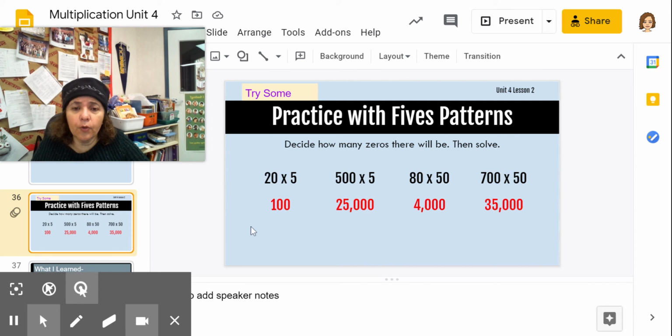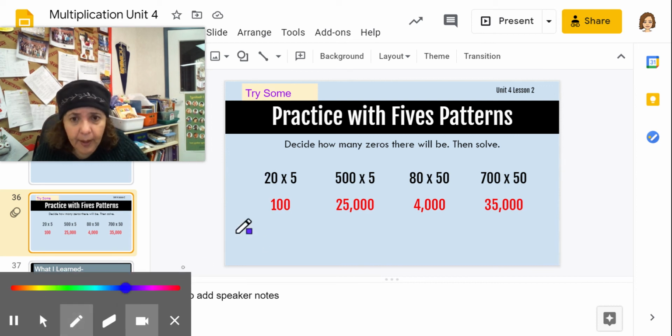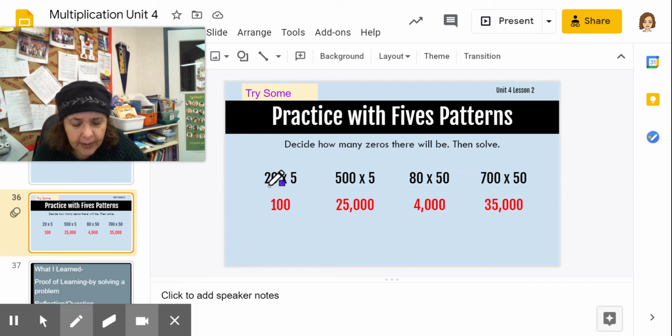Okay, so 20 times 5. So hopefully you said that because the 2 is an even number, you needed an extra 0. So you already had 1 0 plus the extra 0 makes it 2 zeros. 2 times 5 is 10 plus the extra 0.